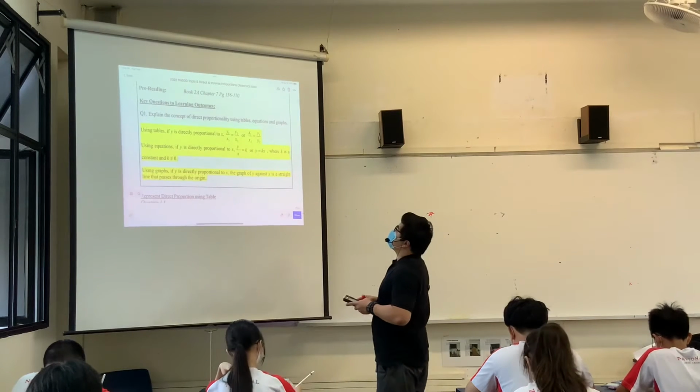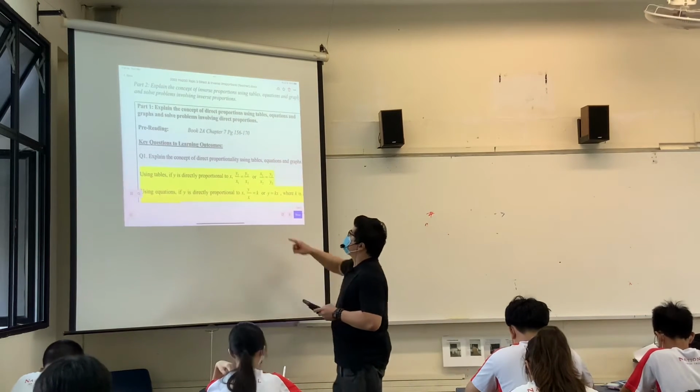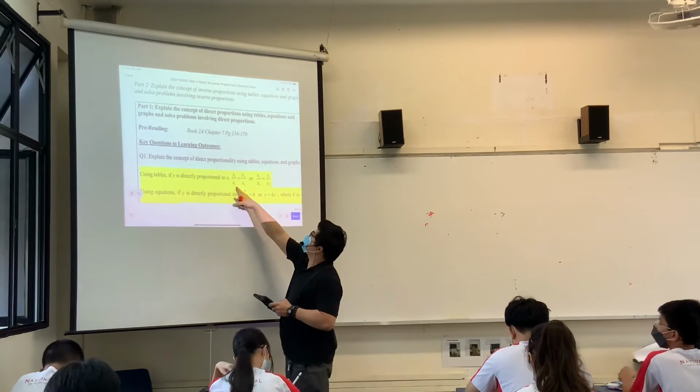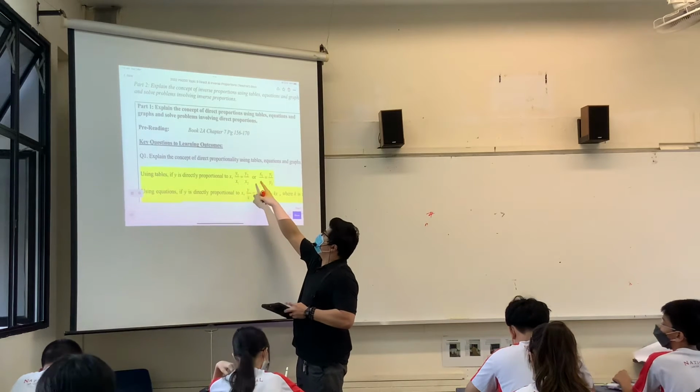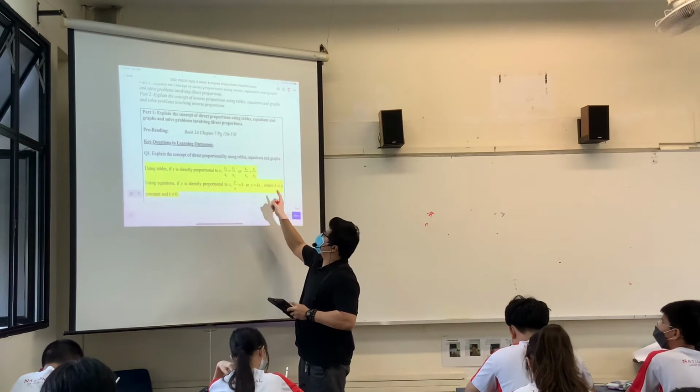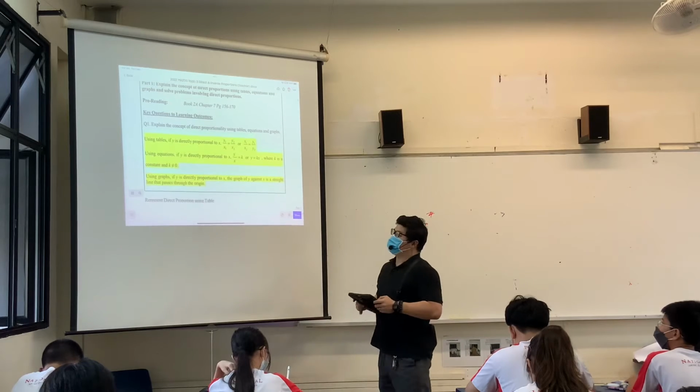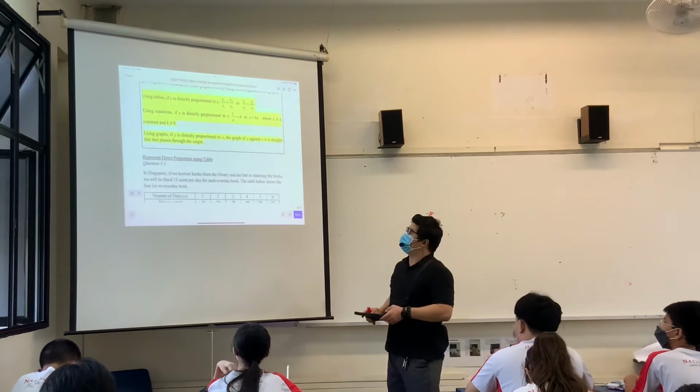Okay, so using tables, if y is directly proportional to x, then y1 over x1 is the same as y2 over x2, or x1 over x2 is the same as y1 over y2. So we will go through something we call proportion.